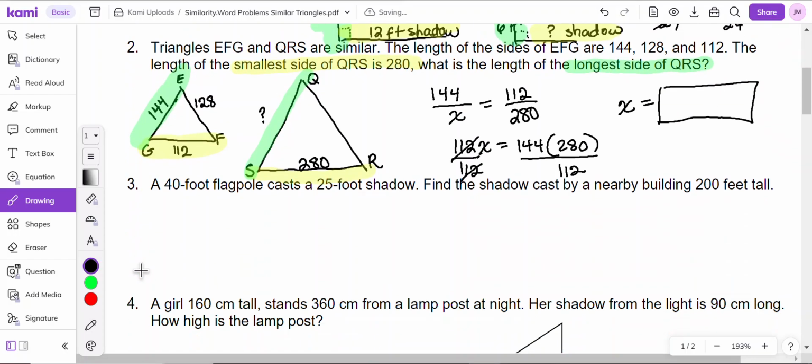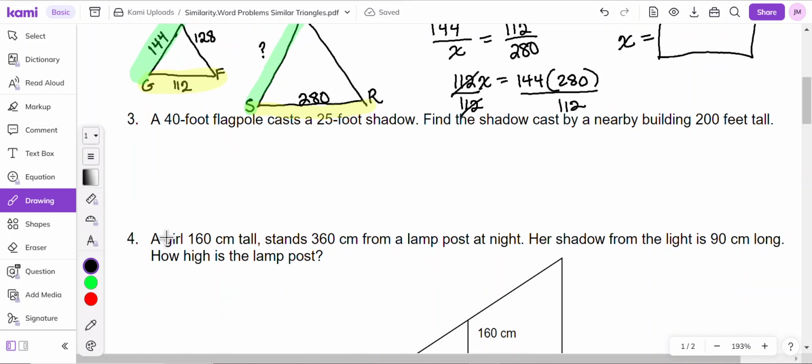All right, number 3. It says a 40-foot flagpole is casting a 25-foot shadow. Find the shadow that is cast by a nearby building that's 200 feet tall. Now, this problem reminds you of which one, number 1 or number 2? Number 1. Yeah. Go for it. With the drawing and everything.